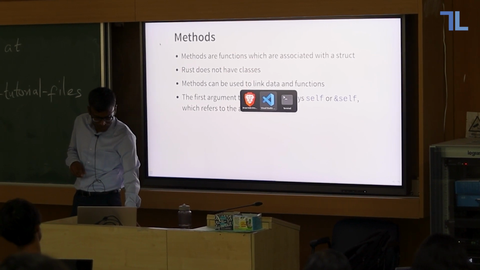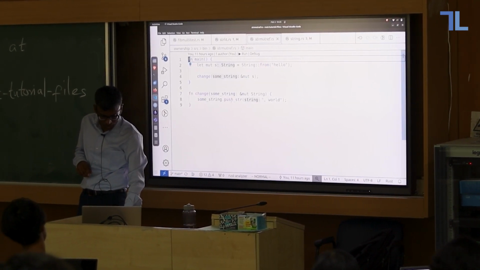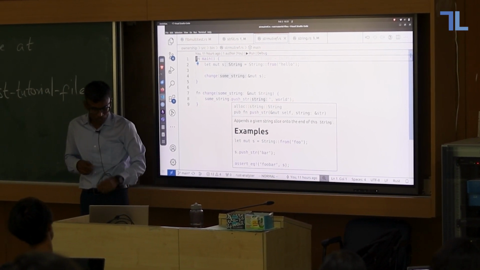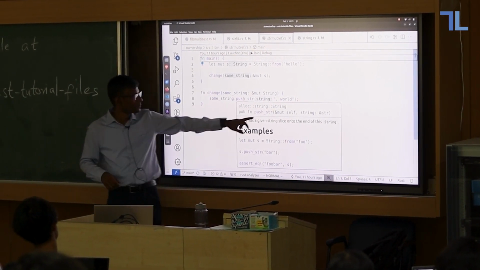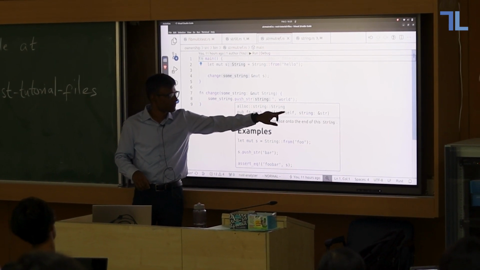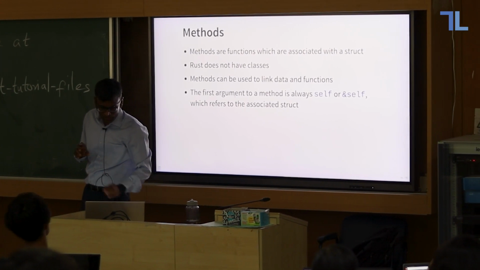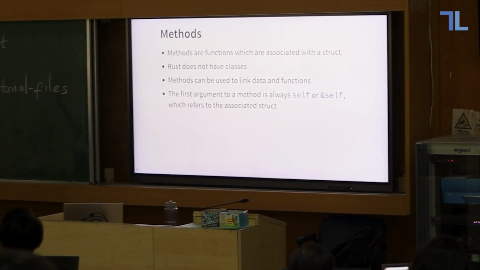For example, we just saw push_str. It's a method of the string type. If you see, the first argument to push_str is a mutable reference to self. So the difference between functions and methods is that the first argument of a method will be self or a reference to self.